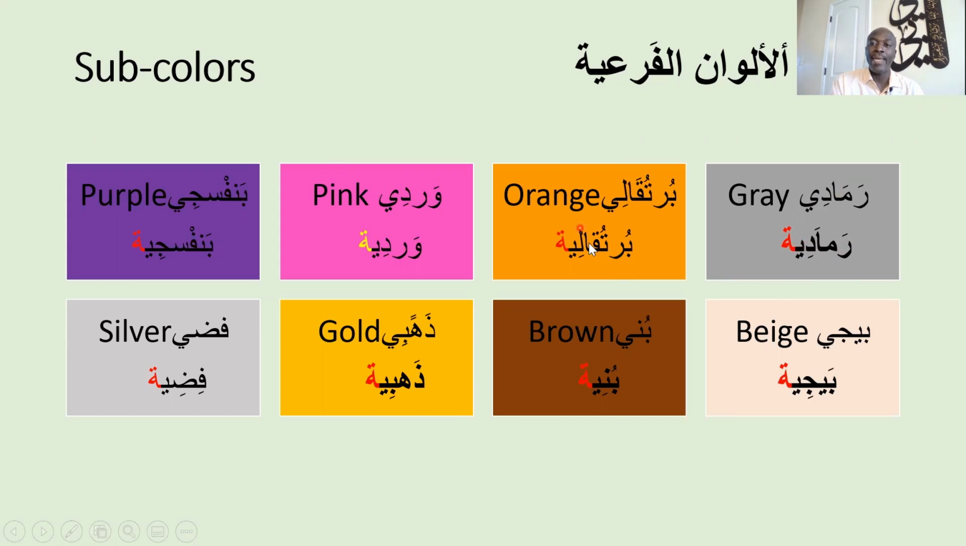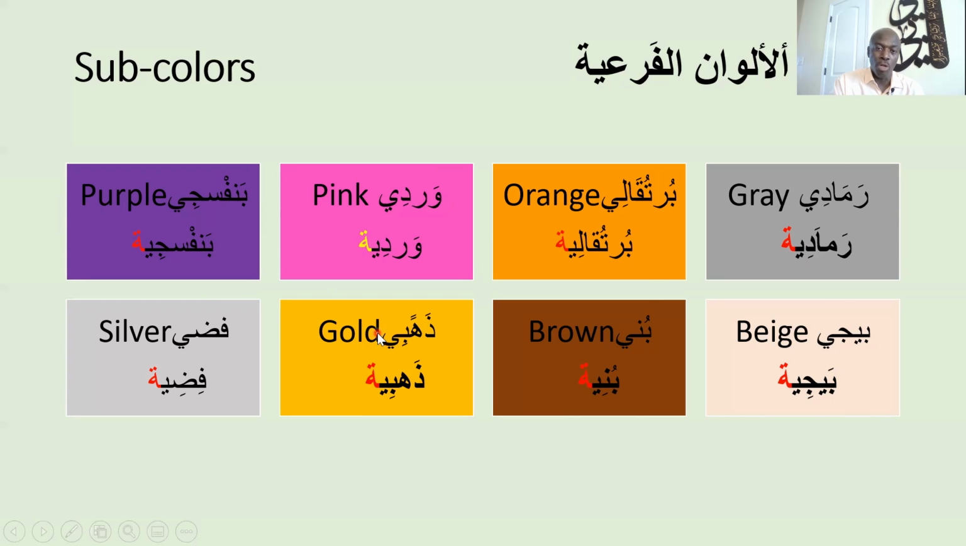برتقالي برتقالية. So we add ta مربوطة to the masculine form. And this is only true for the subcolors, not for the major colors. وردي وردية. وردي masculine, وردية. بنفسجي بنفسجية. See the ta مربوطة. بيجي بيجية. بني بنية. بني is a masculine form. بنية.